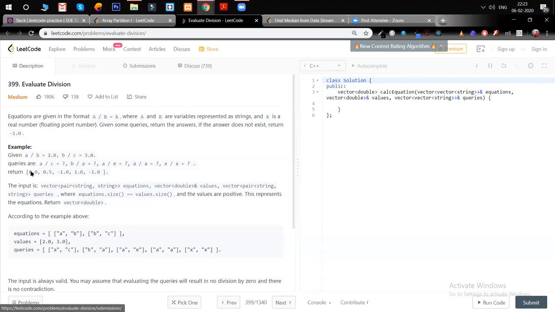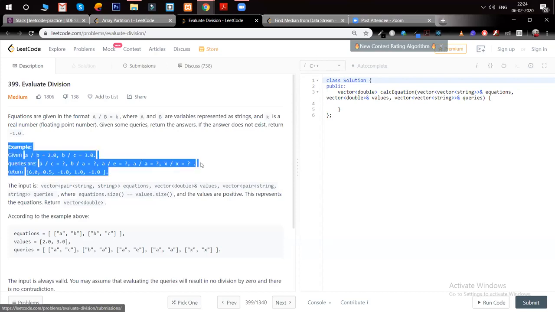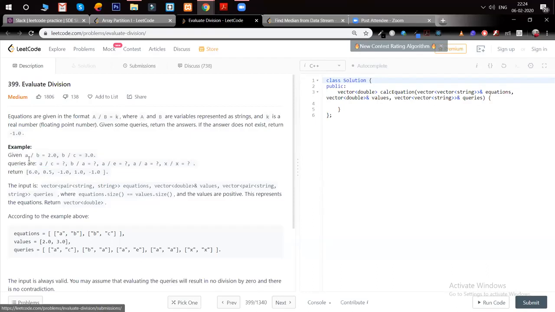Okay, fine. So we're moving to the next question, evaluate division. In this question, we are given a by b values, let me explain what this is. We are given a format of a by b equals k, where a and b are variables represented as strings, and k is a floating point number. We are also given different queries. This is the complete query part, and we are given some other statements.